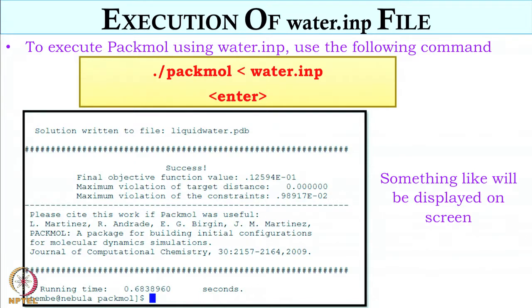See, you have success. Then the final objective function value, then the maximum violation of target distance, like whatever tolerance we are giving. So what is the violation that they have done? That is what is written there: maximum violation of target distance.